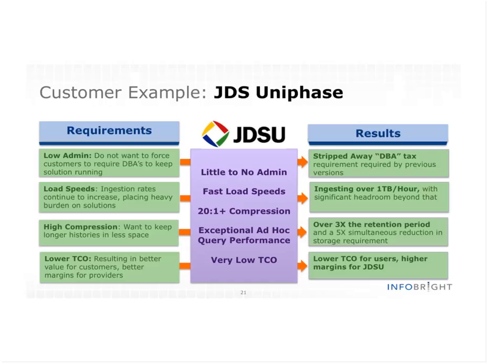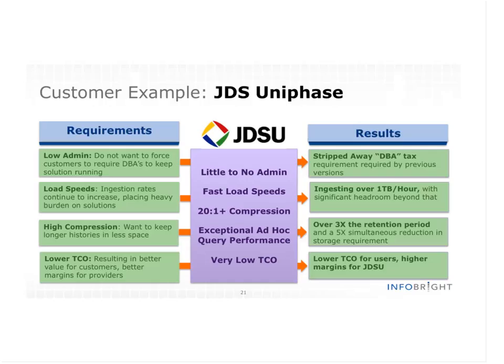Infobright's Enterprise Edition reduced administrative overhead and provided the exceptional data load rates and query performance JDSU and their customers required. Infobright's data compression allowed him to reduce the storage hardware requirements 5-fold while increasing the data retention period 3-fold. Infobright was an integral part of Session Trace that allowed JDSU to achieve the results they and their customers required.